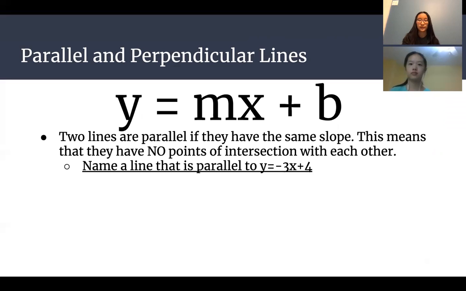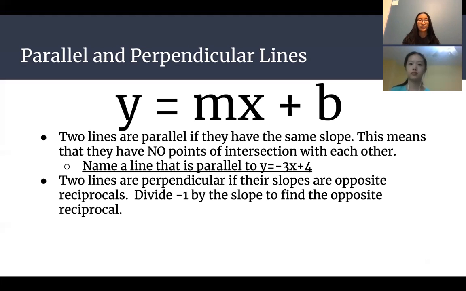And so here's where you should pause and name a line that is parallel to y equals -3x plus 4. So you want it to have the same slope. So that means that any line that's y equals -3x plus anything. Anything can be the y-intercept. So for example, y equals -3x plus 5, y equals -3x minus 2. That would all work. Those lines are all parallel to that line.